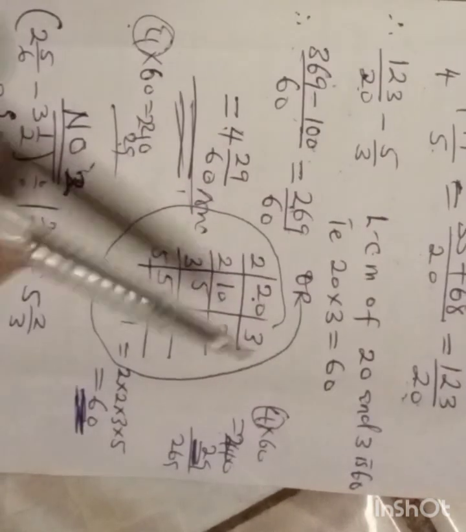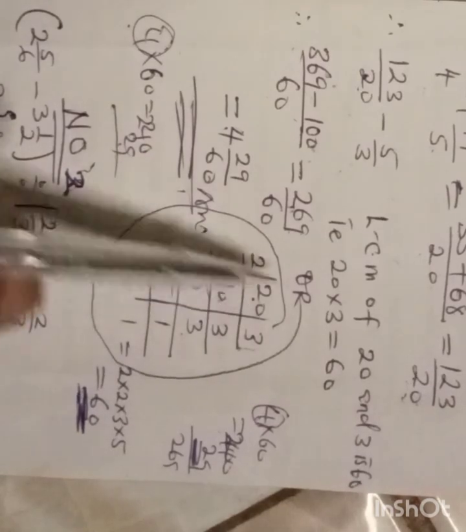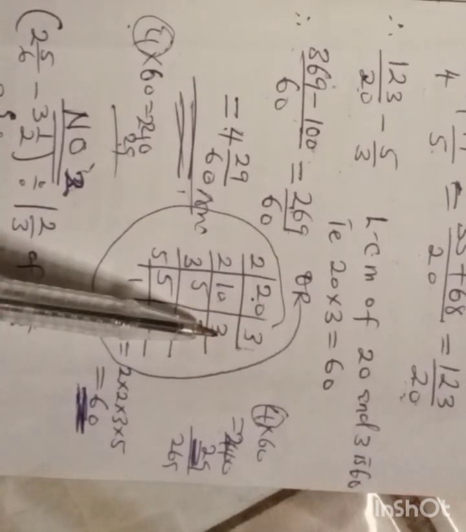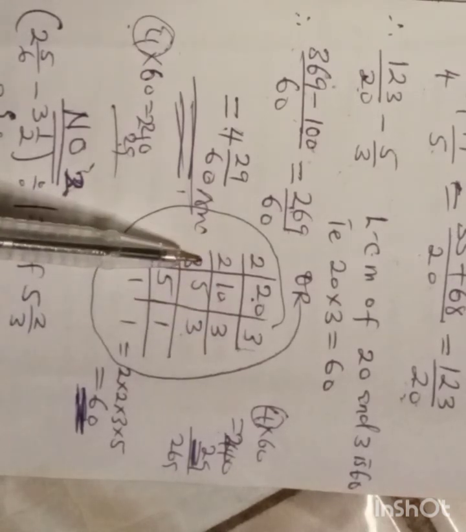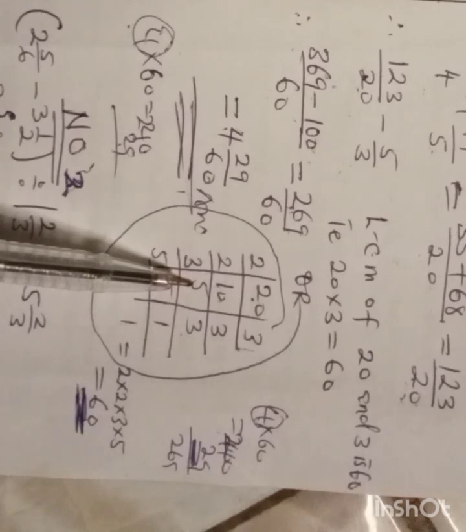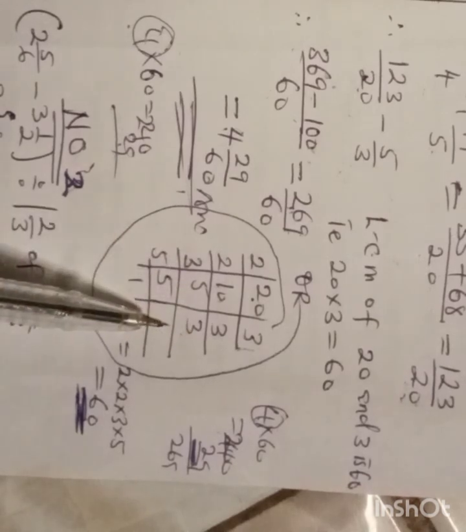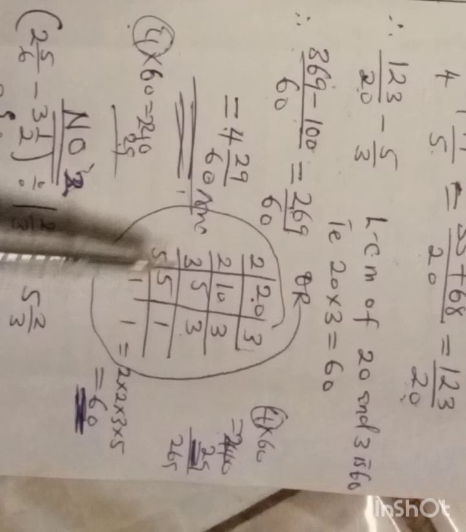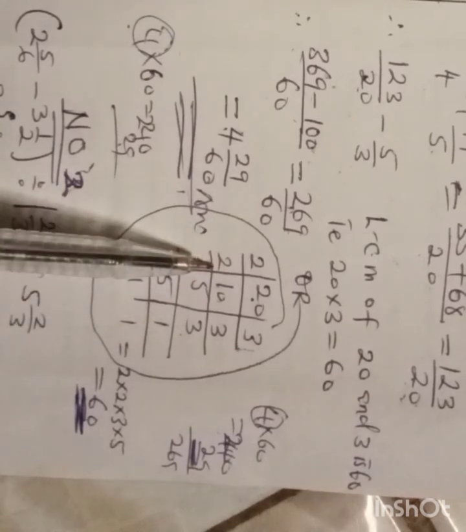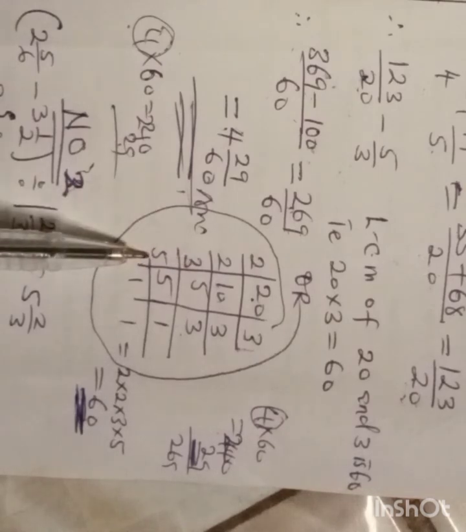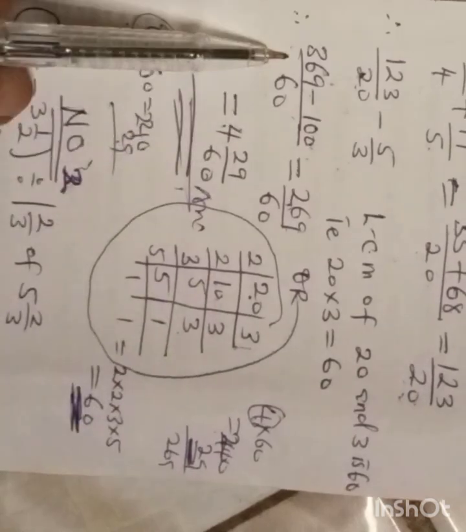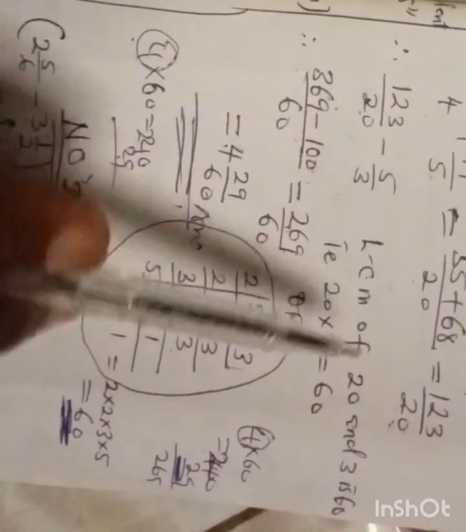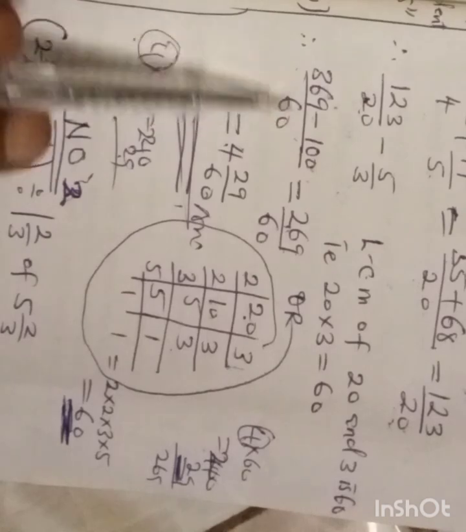Since the LCM now is 60, just like what I did here: 2 goes into 20, gives 10; 2 goes into 10, gives 5; 2 goes into 3, cannot. What we go with here is 3, because 3 is less than 5. 3 goes first, 3 goes into 5, cannot, 5 goes, 1. So 2 times 2 is 4, 4 times 3 is 12, 12 times 5 is 60. So it becomes 60, which is the LCM.